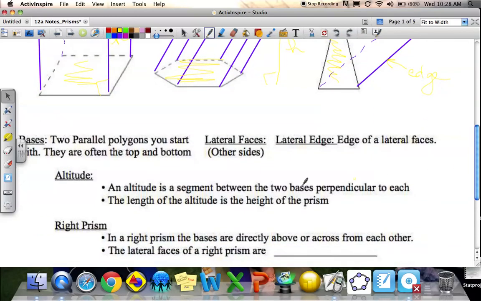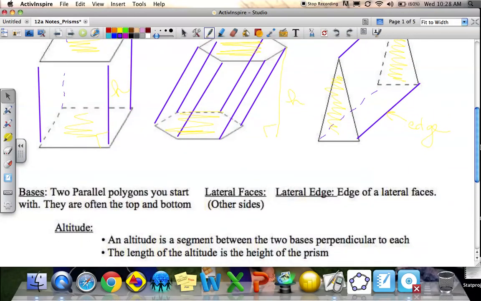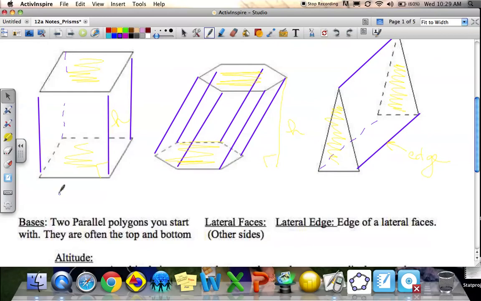A right prism: in a right prism, the bases are directly above or across from each other. The lateral faces of a prism are blank. So which one of these drawings are a right prism? They have to be directly above each other. So this first one is a right prism. This one is not, because the bases are not above each other. These are directly across from each other. So this is a right prism.